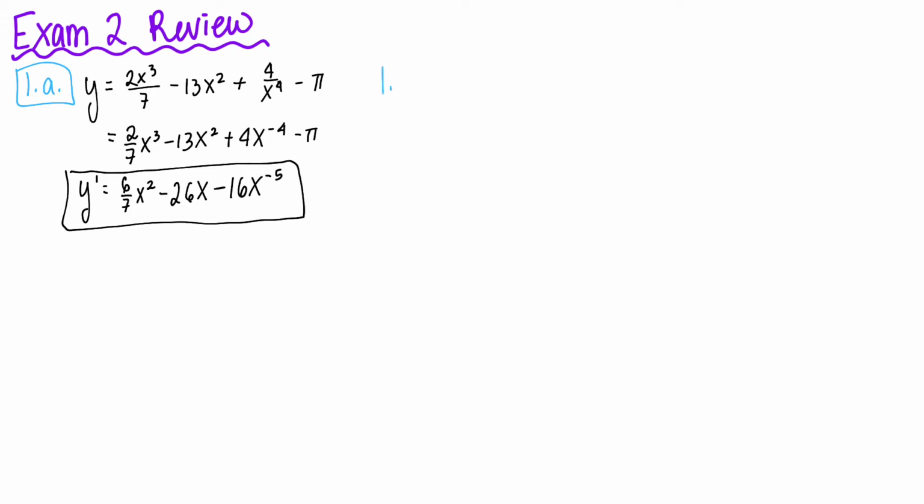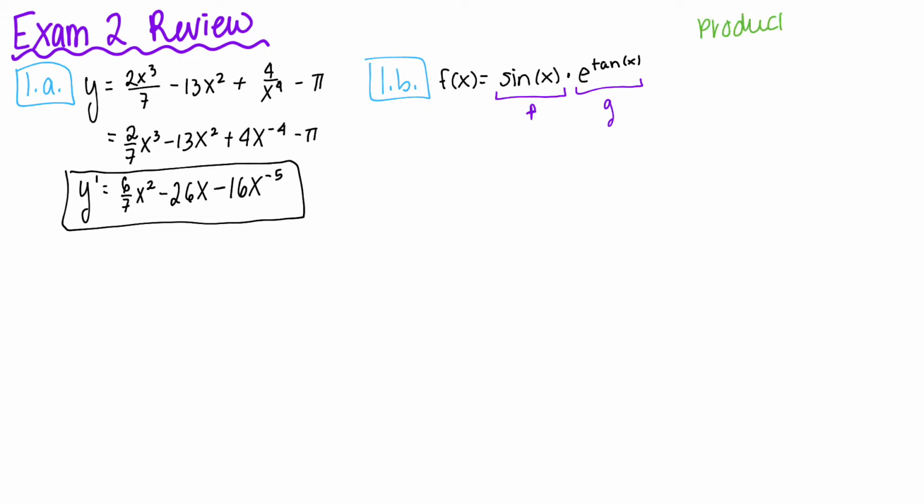All right, 1b. We have f of x is equal to sine x times e to the tangent x. This will be a product rule problem, and it's also going to have chain rule involved. So we have an f and a g. Product rule, remember, is f prime g plus g prime f.